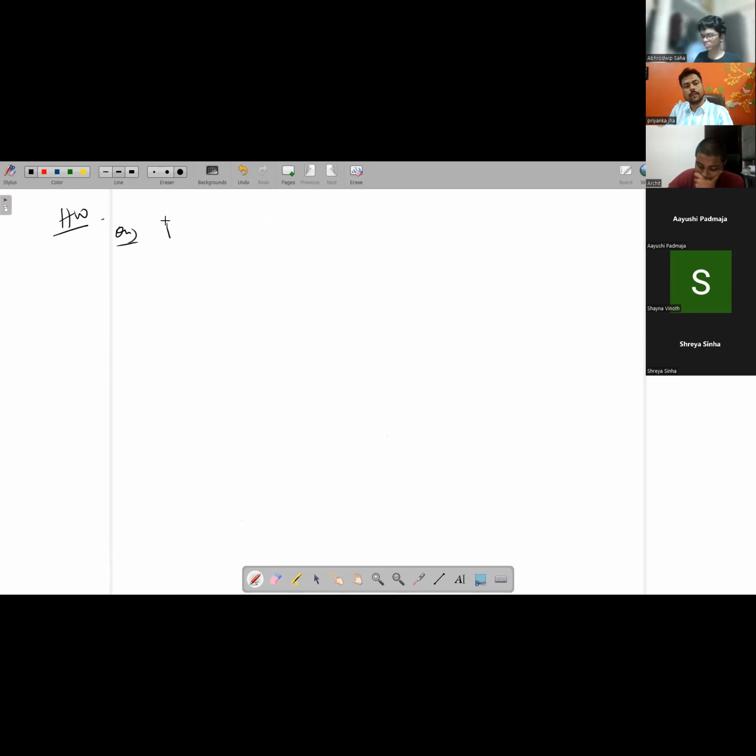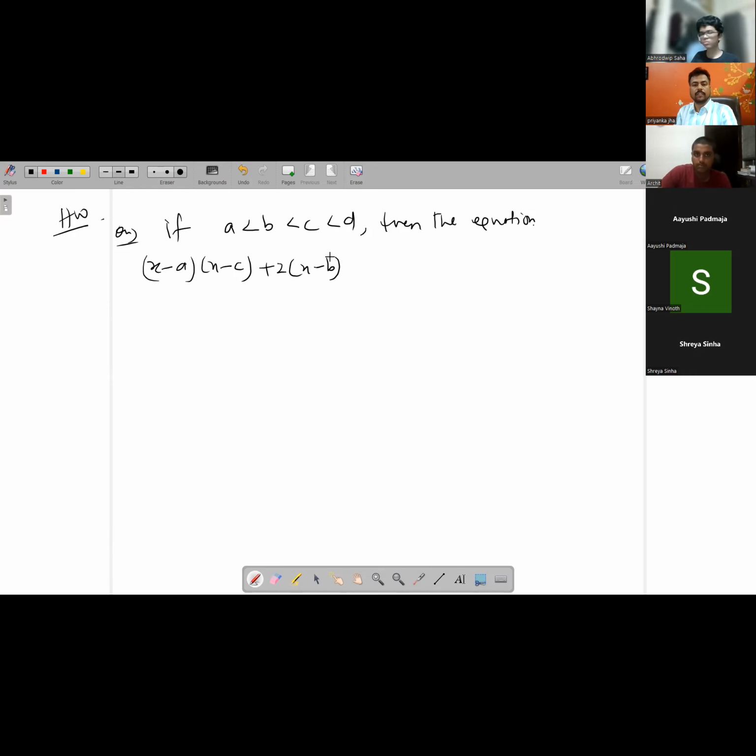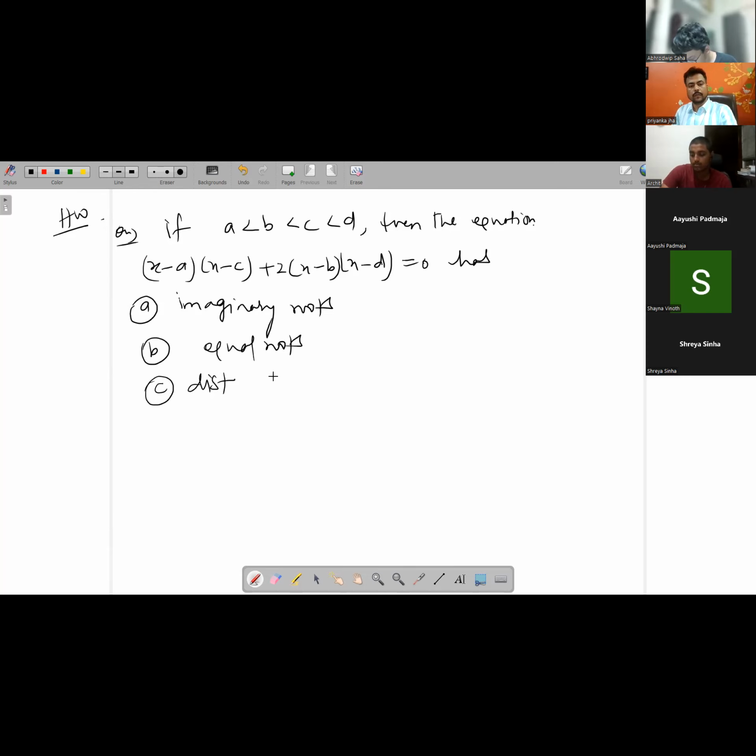Homework. If A is less than B is less than C is less than D, then the equation x minus A into x minus C plus 2 times x minus B into x minus D equal to 0 has: option A, imaginary roots; option B, equal roots; option C, distinct real roots; and option D, none. You can solve.